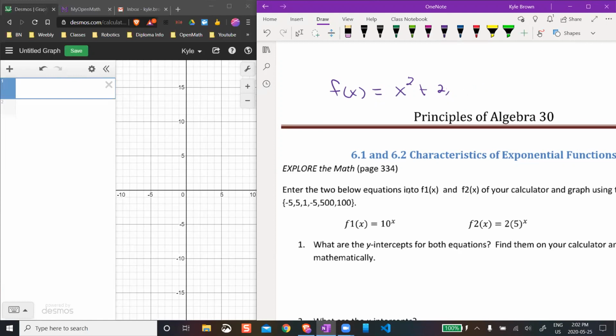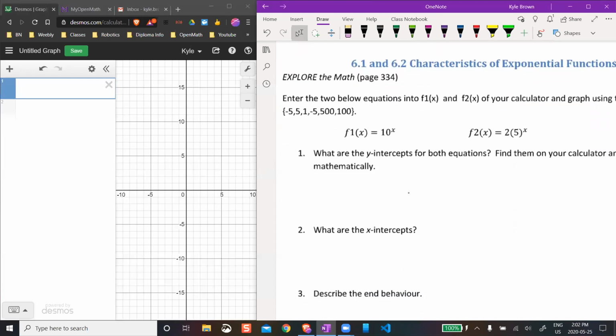So now the difference with exponential functions is they're going to be something like this: f of x is equal to 2 to the power of x. Do you see how the variable is actually up in the exponent now? That's going to change things, and it's going to make our graphs look quite different. Let's do some examples, and I think that'll make more sense.